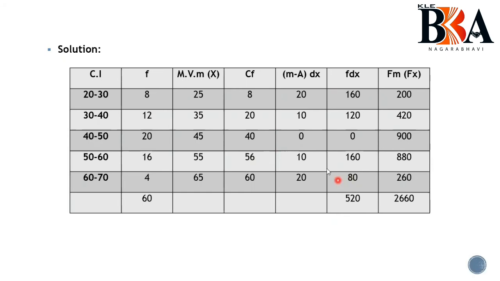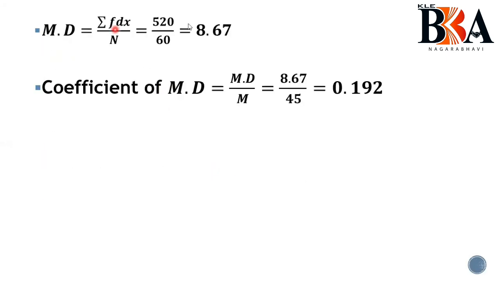Fine. Now 520 divided by 60. N is 60 here. Okay. When you divide this, you get 8.67. Okay. You have got the mean deviation.